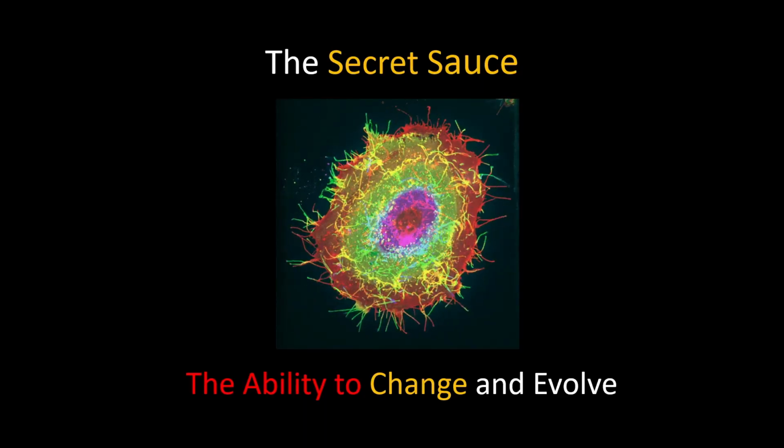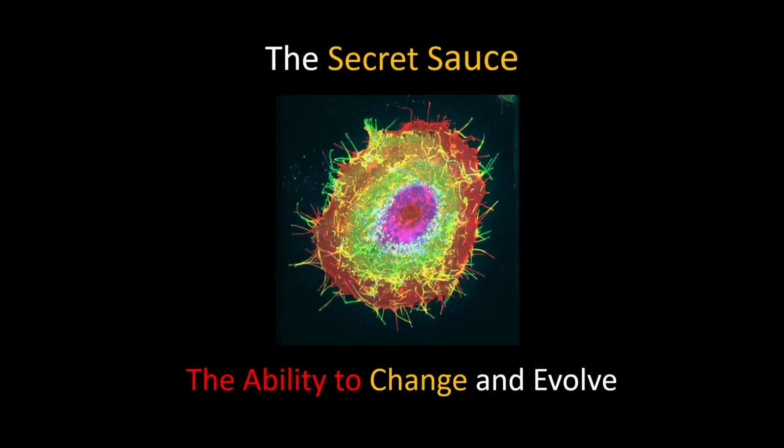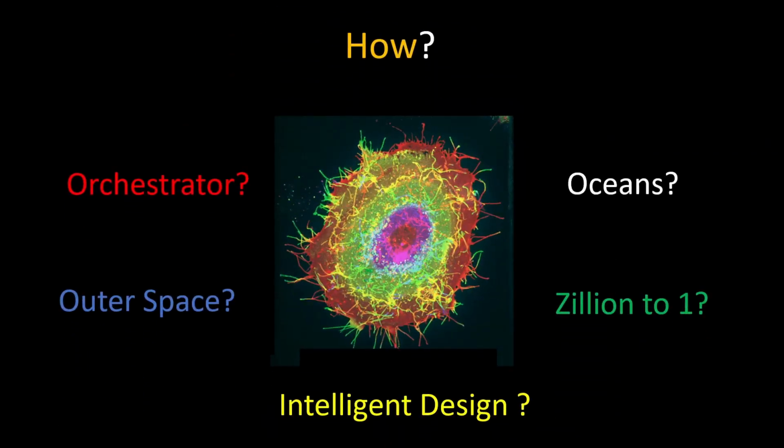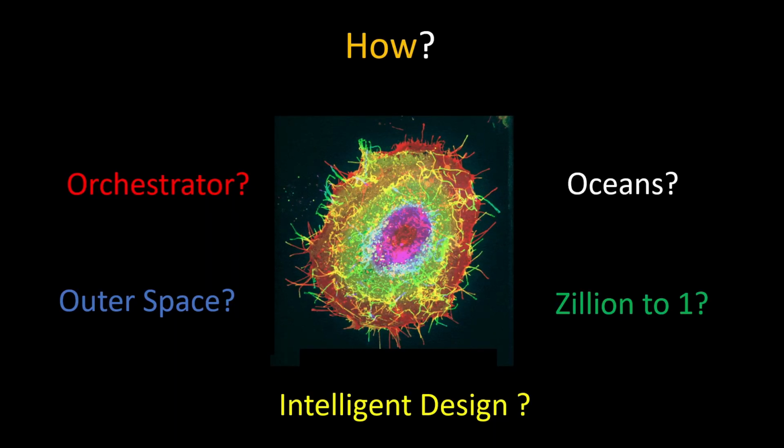So it needed the ability to change and evolve. So how did this all happen? Was there an orchestrator? Did it happen in the oceans? What is a zillion to one? Did it come from outer space? Was it intelligent design? Let's take a look at a couple of these.